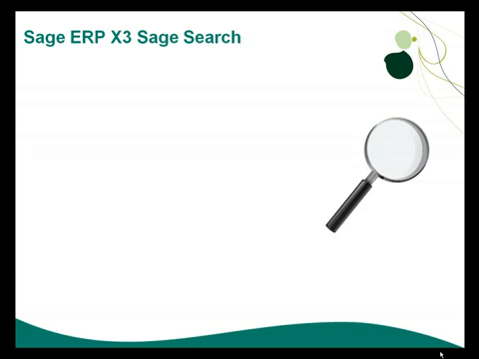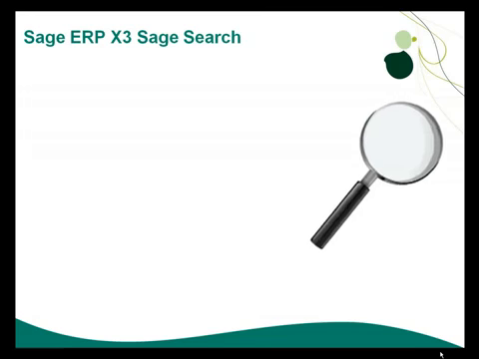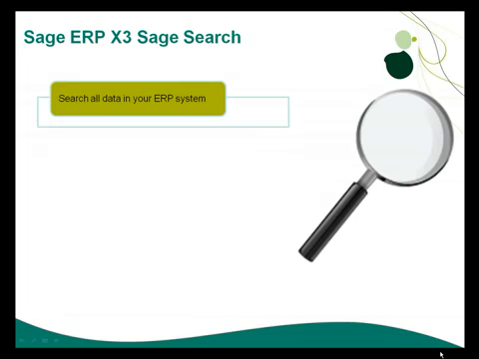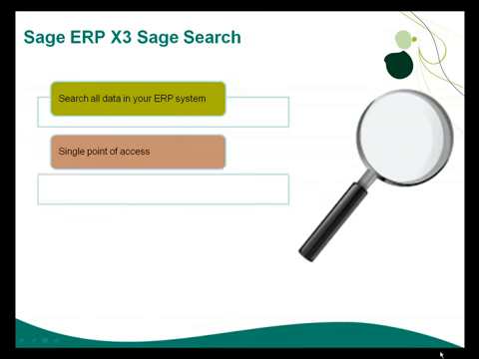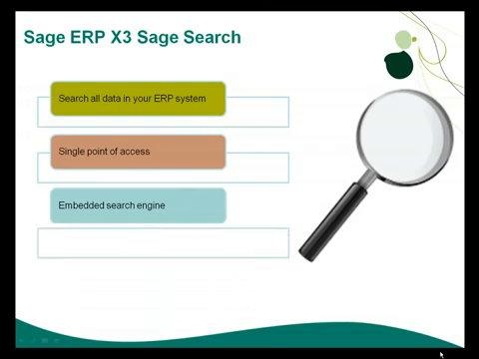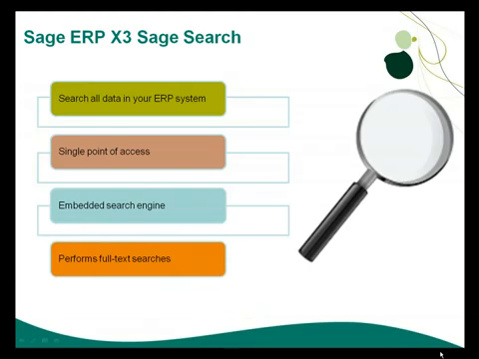Being able to easily search through data is becoming the norm in doing business. Sage Search is a powerful search engine that allows you to search all of the data within your ERP system. This provides a single point of access to information regardless of source, format, or location. Sage Search is an embedded search engine that provides the ability to perform full-text searches.